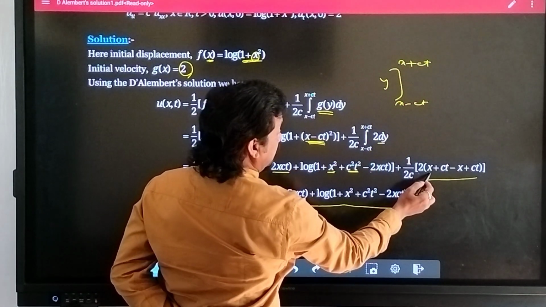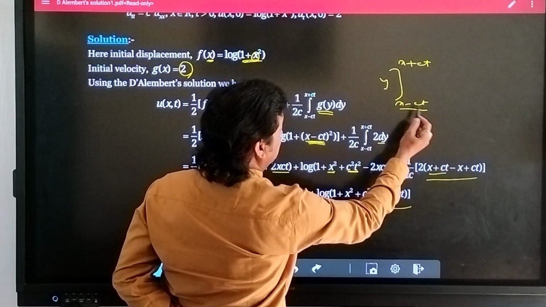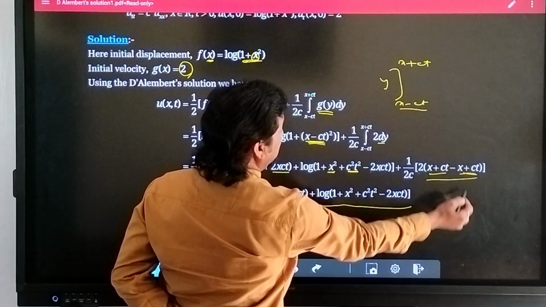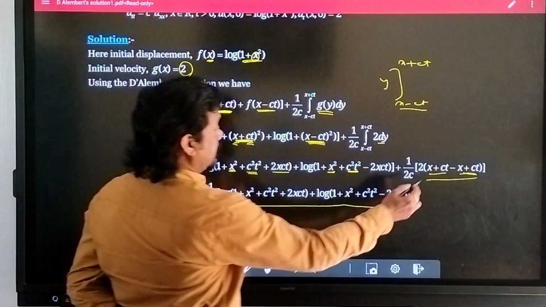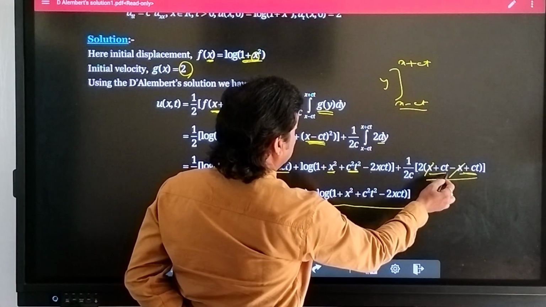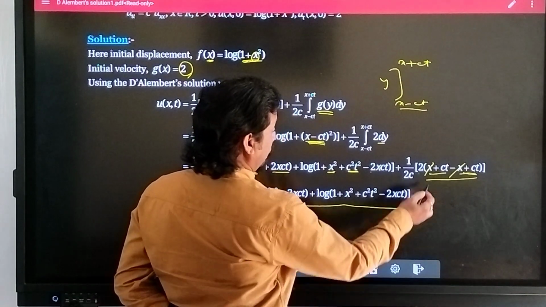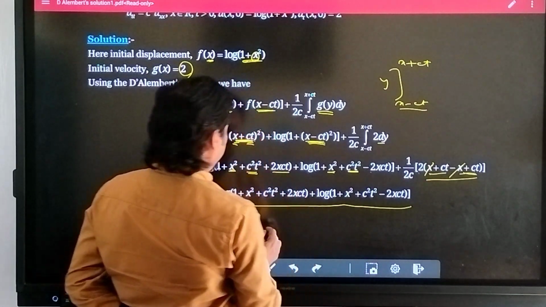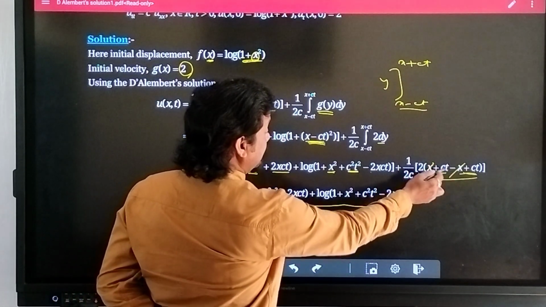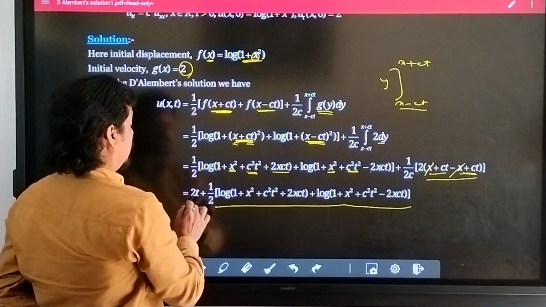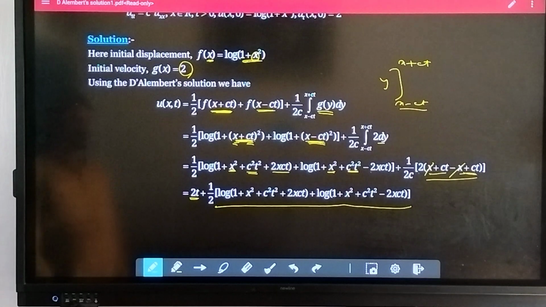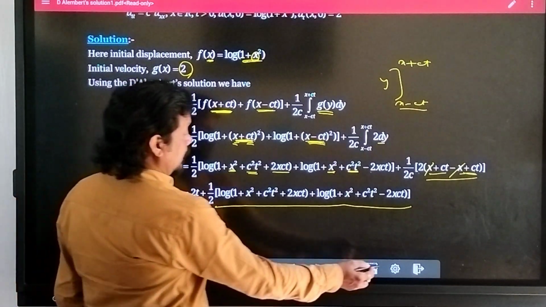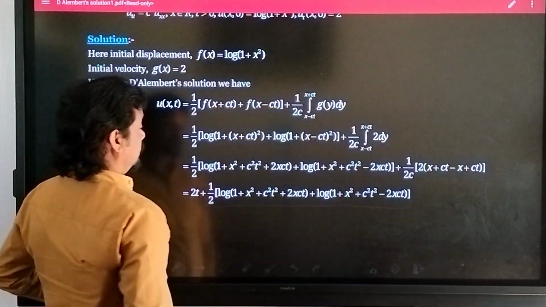This is x plus ct minus x minus ct. You will open the bracket, it will become x minus x plus ct. So minus x plus x cancel out here. So ct plus ct, twice of ct. So 2 to cancel out, remain 2 into 2ct. If you cancel out 2c, it will become 2t. Okay. So this is all about the D'Alembert solution, and I have given some homework.